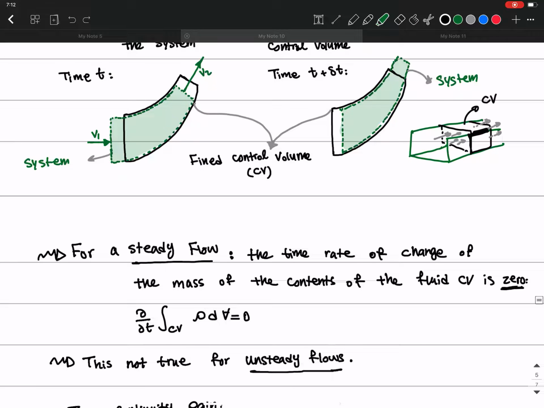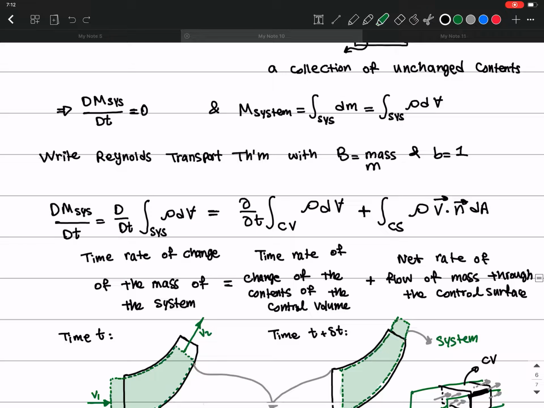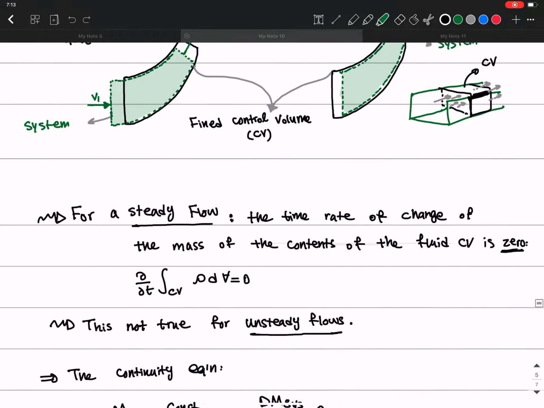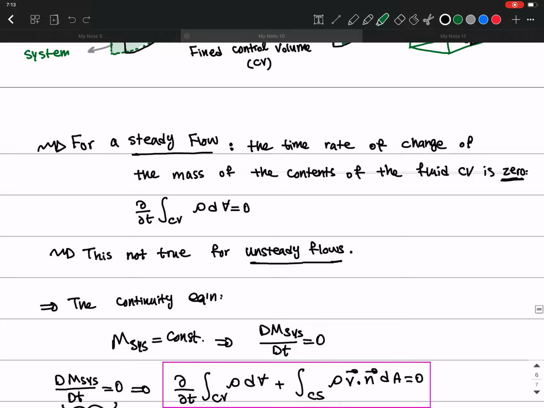And then for a steady flow, this is the definition of a steady flow. This term is going to be 0 because for a steady flow, we don't have any temporal variations, right? So we don't have any variations or variability in time. So this term should be constant. It shouldn't change, and thus the whole derivative of that should be 0. Okay, for unsteady flows, it's not necessarily true, so this is not necessarily 0 for unsteady flows.